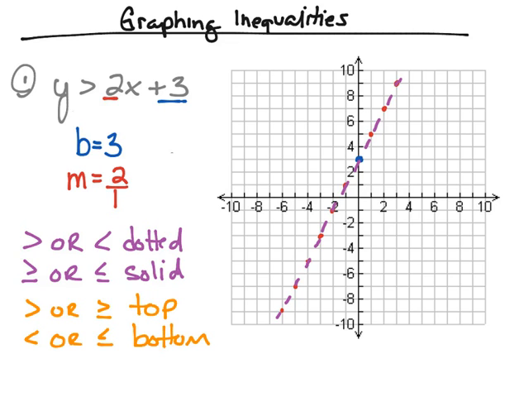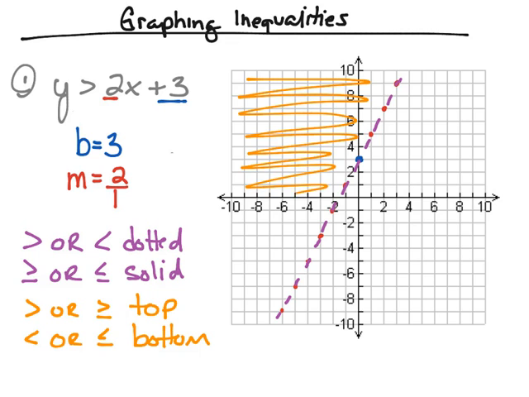Now as you can see in this case we do have the greater than symbol, and because of that greater than symbol, what we're going to do is shade everything to the top of our line. So that would be this part right here. What we're saying with this graph is that any ordered pair that's inside the shaded area represents a solution to this inequality.